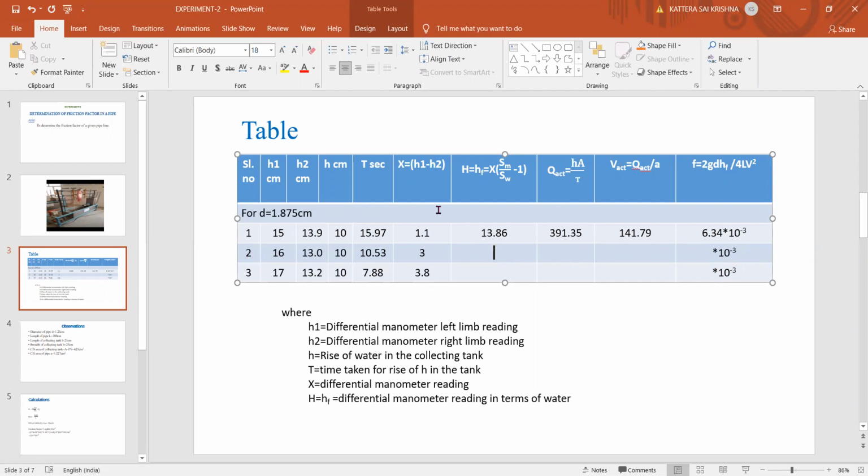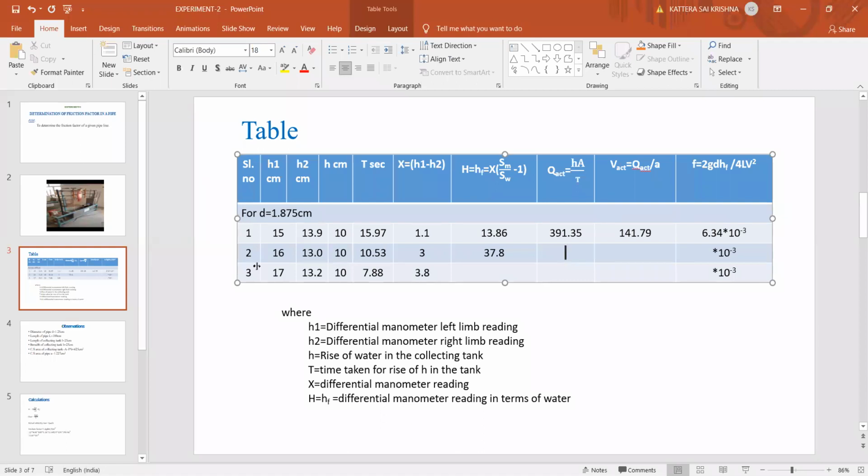Next, for the second reading, HF value. 37.8. 37.8. Next, Q actual. I'll ask, wait, somebody. Those fellows are not replying.